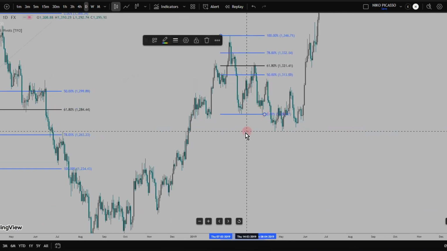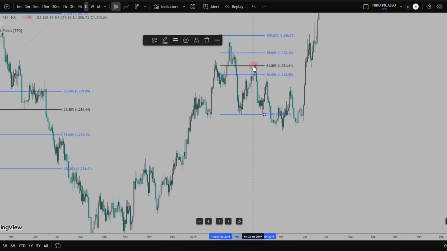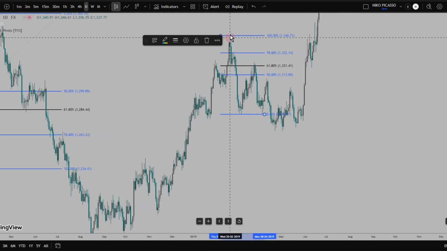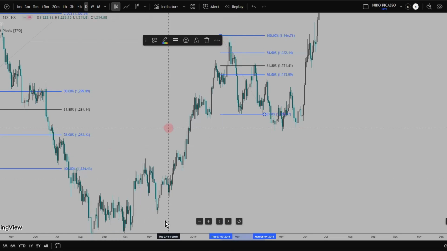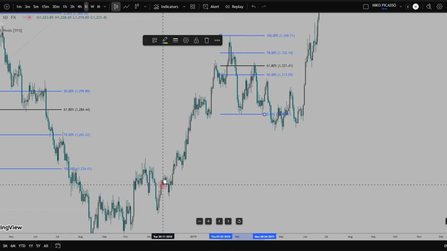And again, because I'm looking for a lower high in a sell momentum, my 100 level always has to start at the top, my zero level at the bottom. Vice versa, if I'm looking for a buy trade, my 100 level starts at the bottom, my zero level is at the top. Okay, that's very important.